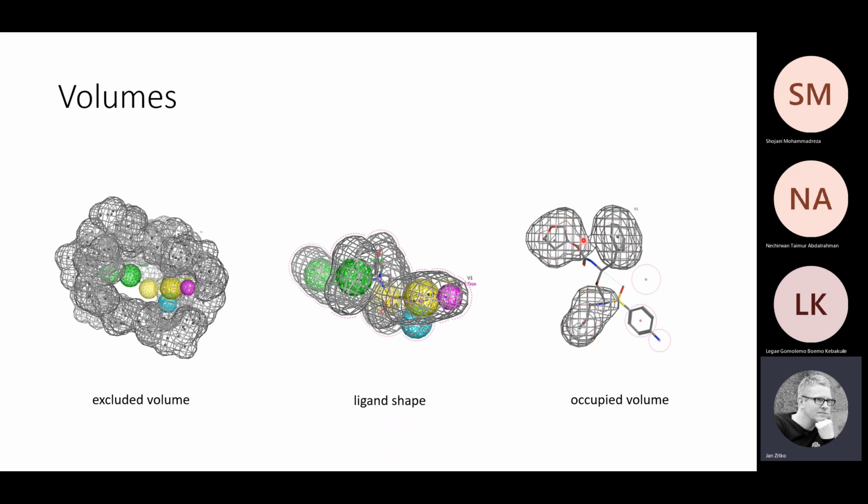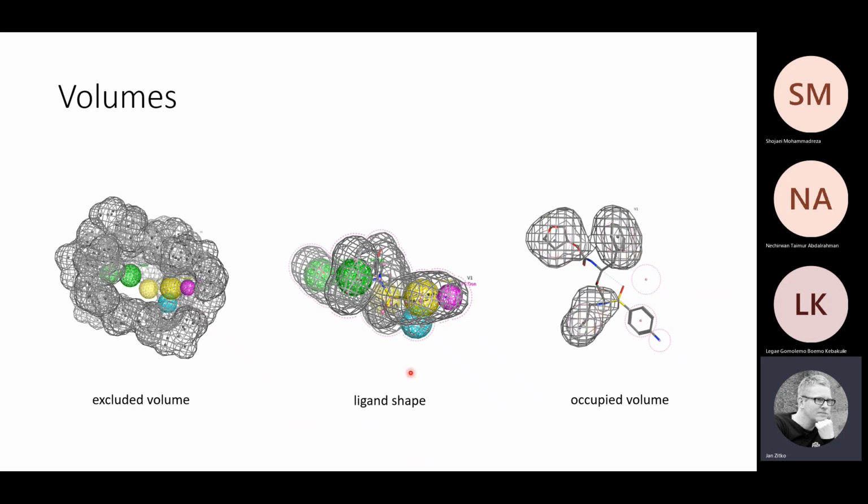For example, you have a pocket, and contrary to the previous situation, you tell the computer, okay, find only ligands which have at least one atom in all these three occupied volumes. It means this area has to be occupied by at least one atom, this area has to be occupied by at least one atom, and this area also. You can imagine these three as, for example, three sub-pockets of the binding site.